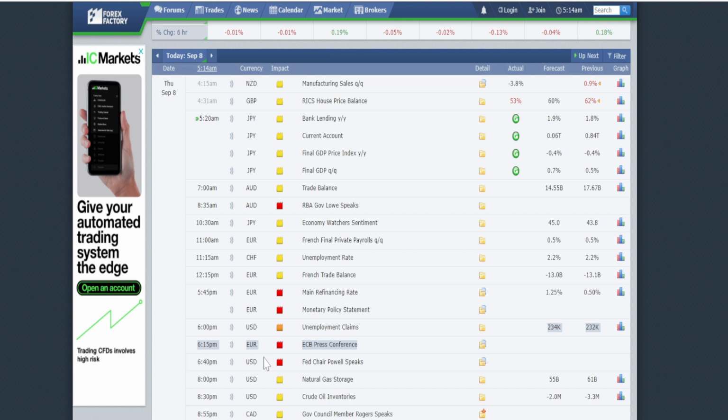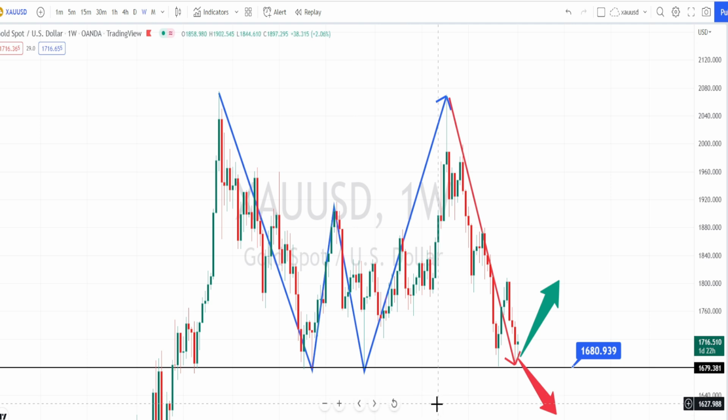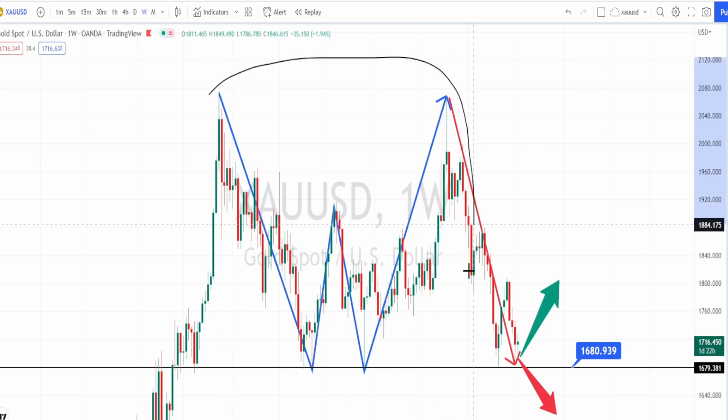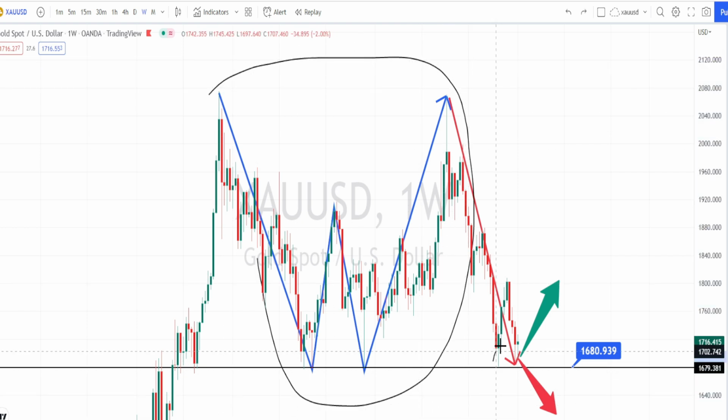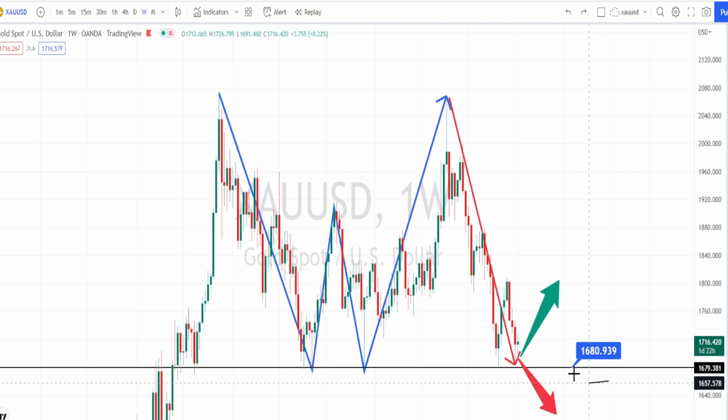Let us begin our gold analysis. When we look at the gold price action from the weekly time frame, we already know that it has made a double bottom pattern and also it has retraced to the place where it started its bullish side retracement, and currently it is taking support on the previous support level of 1680.